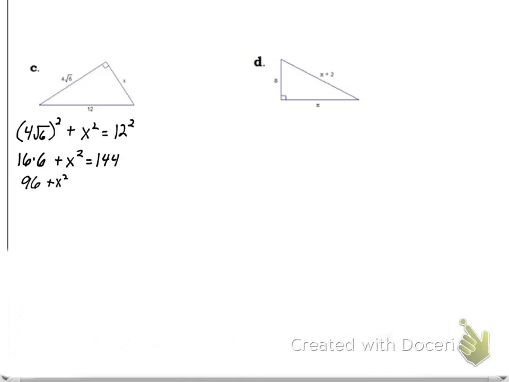Plus x squared equals 144. I'm going to subtract that 96 from both sides. Cancel that guy out. We're going to have x squared equals 48. I take the square root of both sides. And I have x equals square root of 48. And I am too lazy to check that, right?